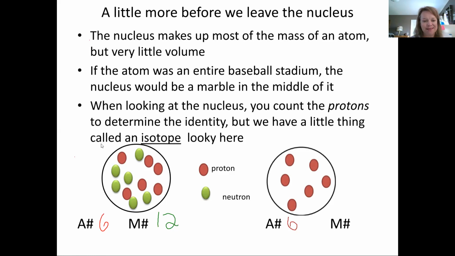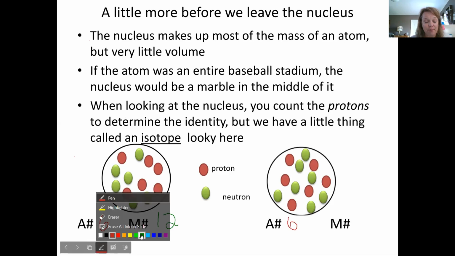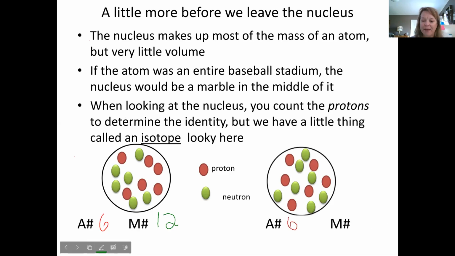This guy's carbon, this guy's carbon, but they're slightly different because this carbon over here has 1, 2, 3, 4, 5, 6, 7. Is that it? Back it up. 7 neutrons. So we have the same atomic number if it's the same element, but we have a different number of neutrons, so we have a different mass number.